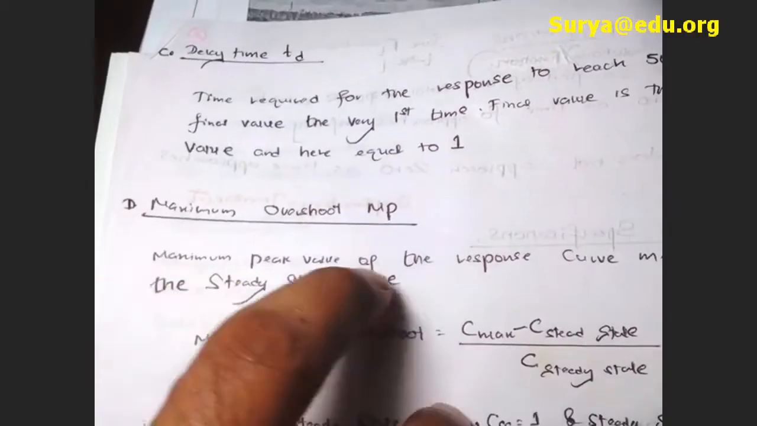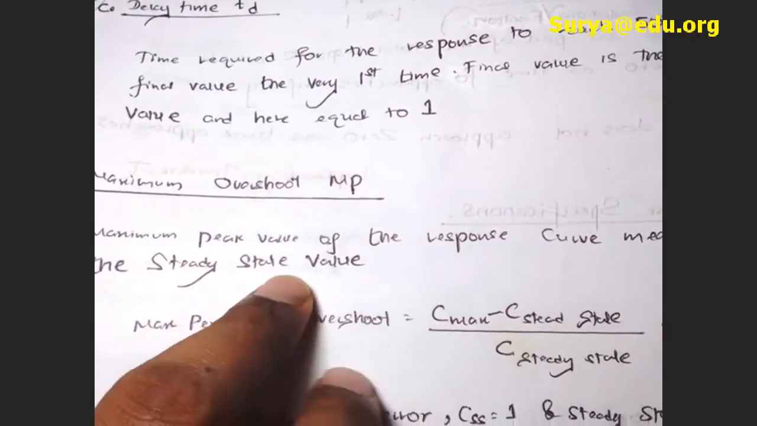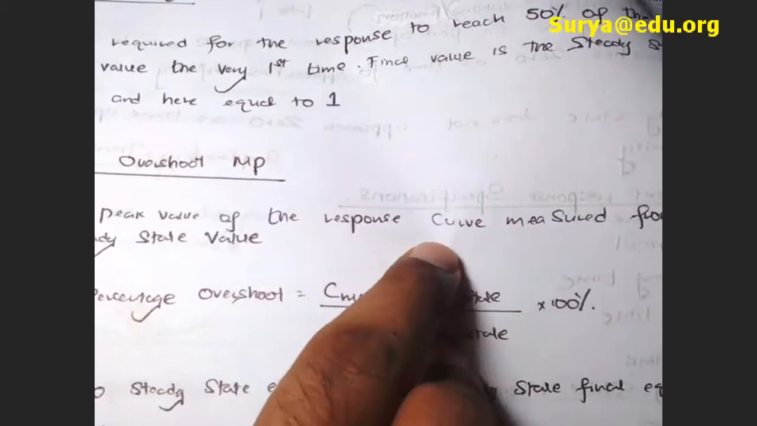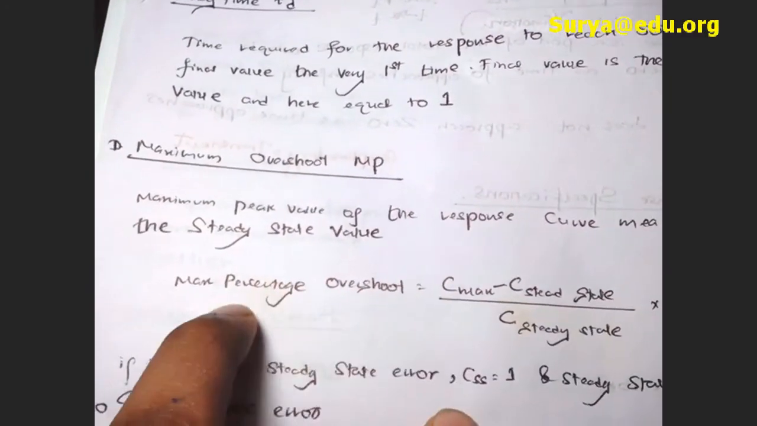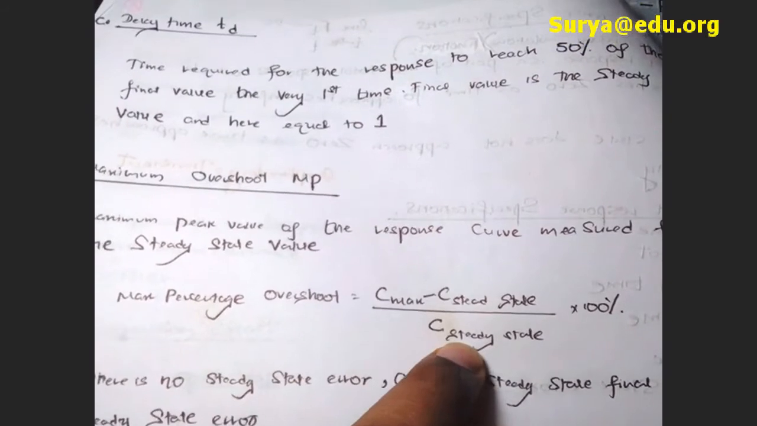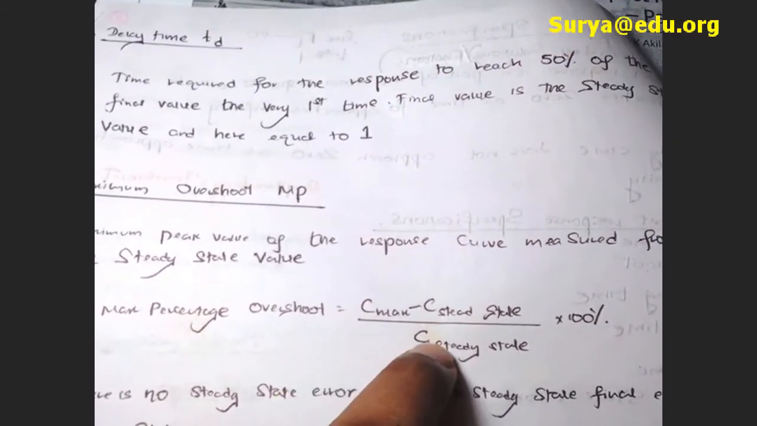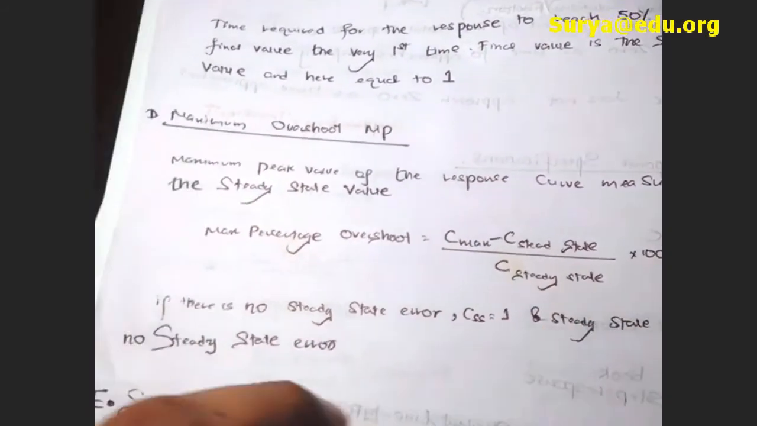Then maximum overshoot, or you can say MP, the maximum peak value of the response curve measured from the steady state value. Then maximum percentage overshoot equals maximum minus C steady state, divided by C steady state, times 100%.